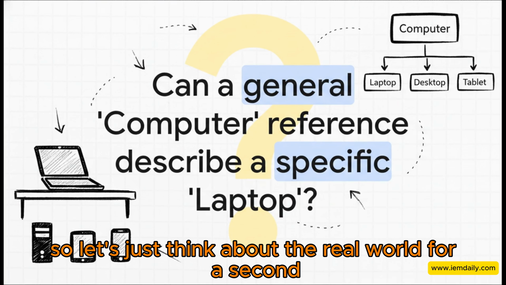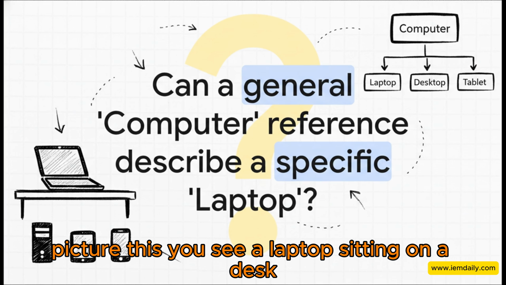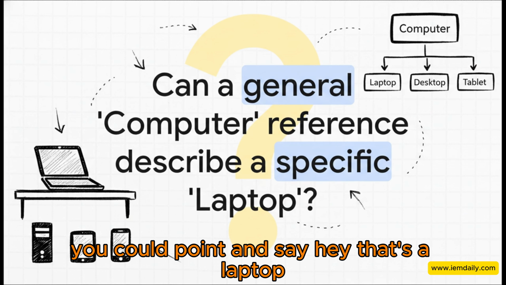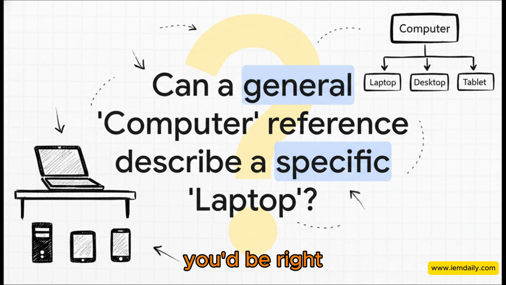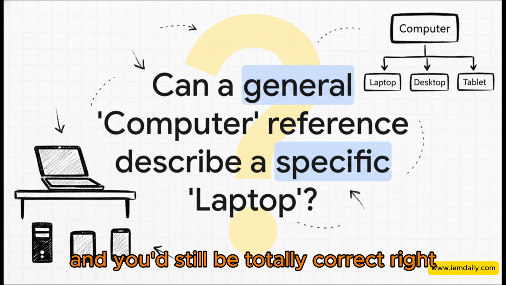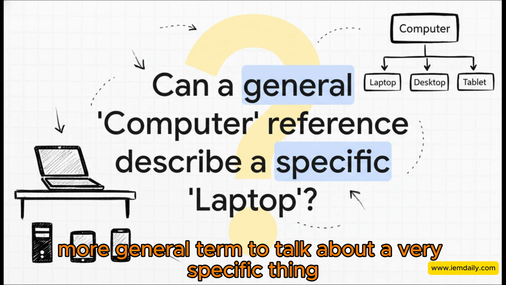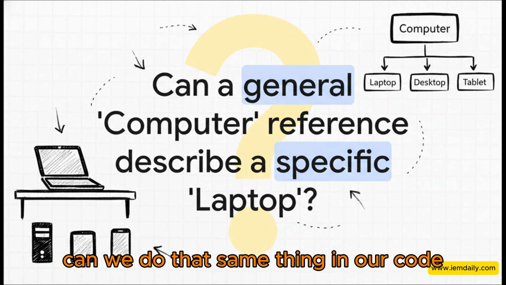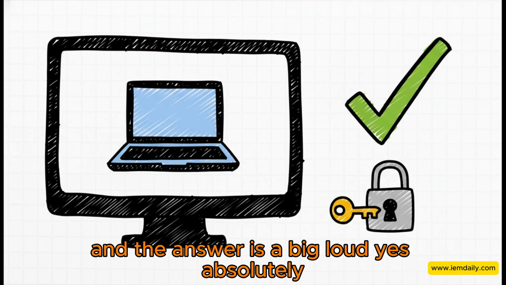So let's just think about the real world for a second. Picture this. You see a laptop sitting on a desk. You could point and say, hey, that's a laptop. You'd be right. But you could also say, hey, that's a computer, and you'd still be totally correct, right? You're just using a broader, more general term to talk about a very specific thing. The big question is, can we do that same thing in our code? And the answer is a big, loud yes.